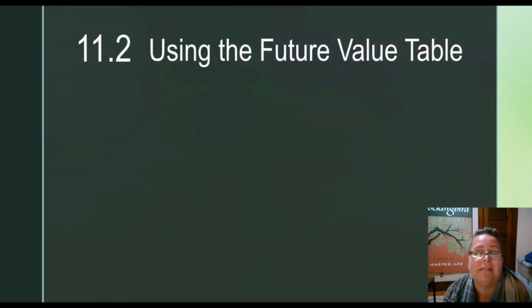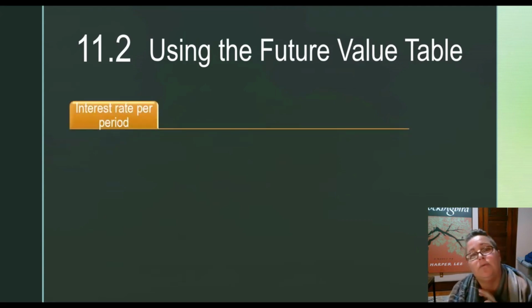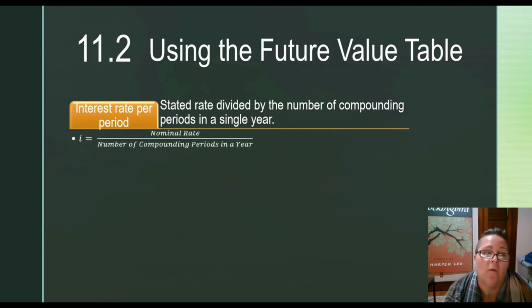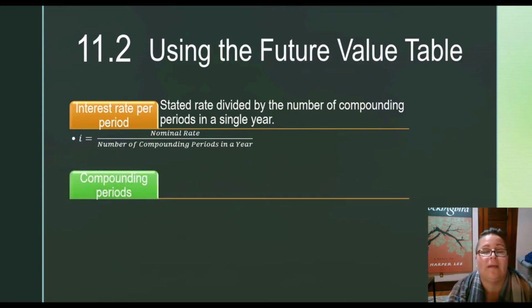We're going to use the future value table in order to help us calculate compounded amounts. In order to use the future value table, we need to be able to identify 3 different things. The first is the interest rate per period. This is your stated or yearly rate divided by the number of compounding periods in a single year. This is known as a lowercase i, and the formula for it is to take the nominal or yearly rate and divide it by the number of compounding periods in a single year. That's how you find i, or the interest rate per period.